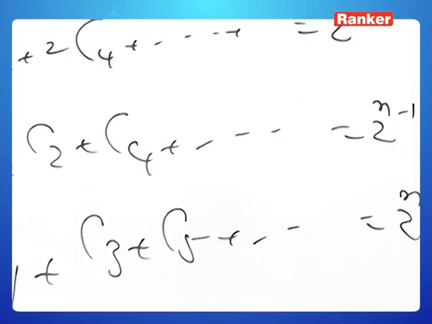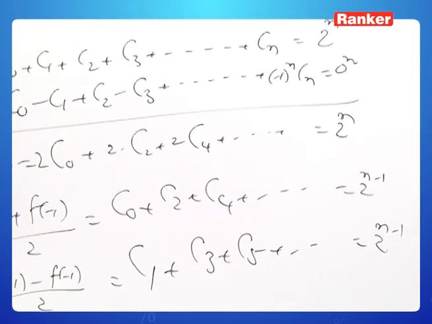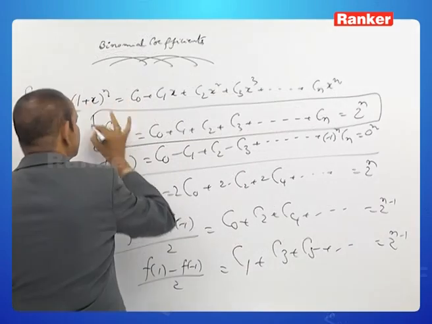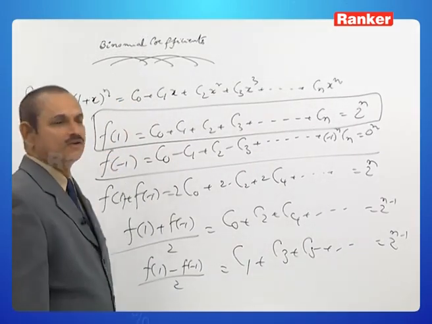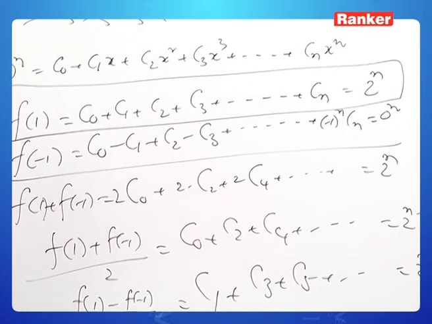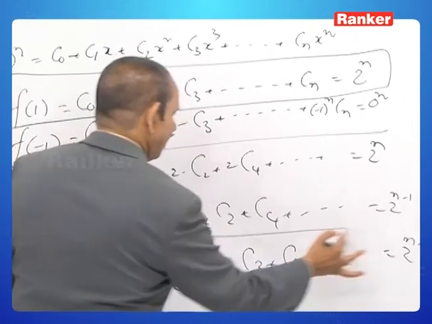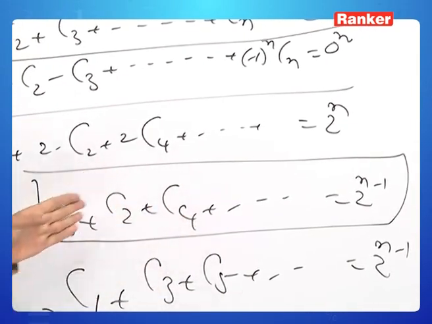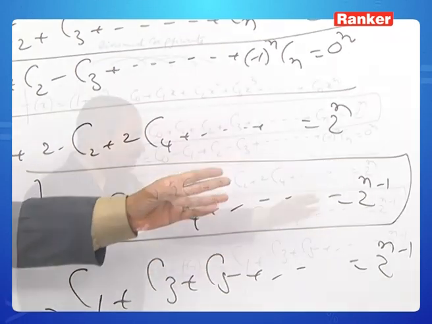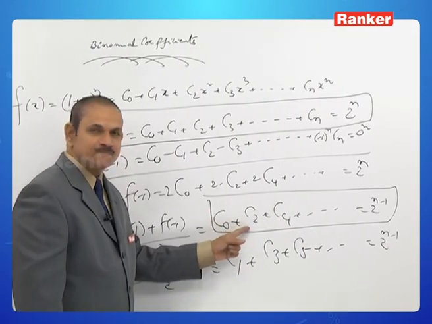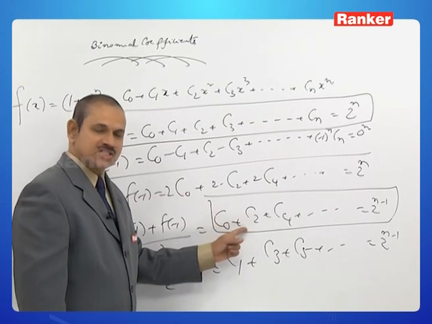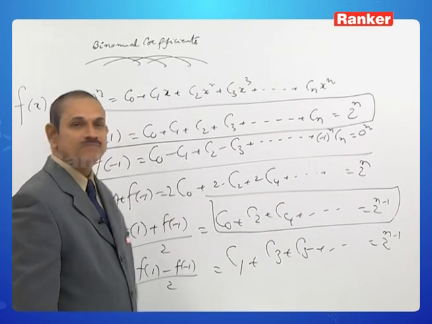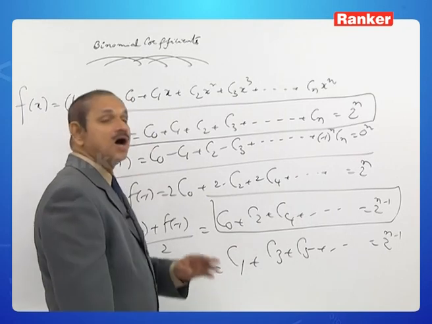From this discussion, we have three important formulae. Number 1, C0 + C1 + C2 + C3 + and so on + Cn is equal to 2^n. That is, the sum of all binomial coefficients is 2^n. And the sum of the coefficients of even powers of x, the coefficients of x², x⁴, x⁰, x⁶ and so on, is 2^(n-1). This is the sum of the coefficients of odd powers of x.